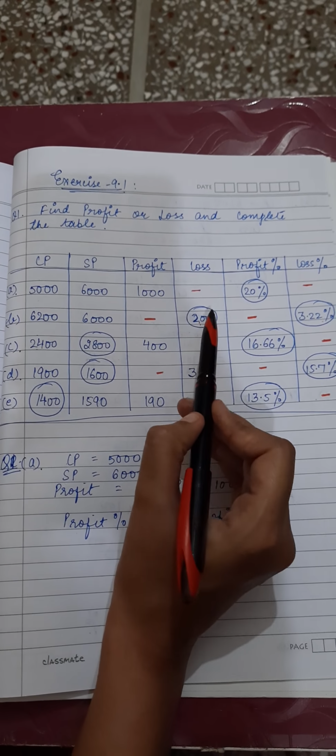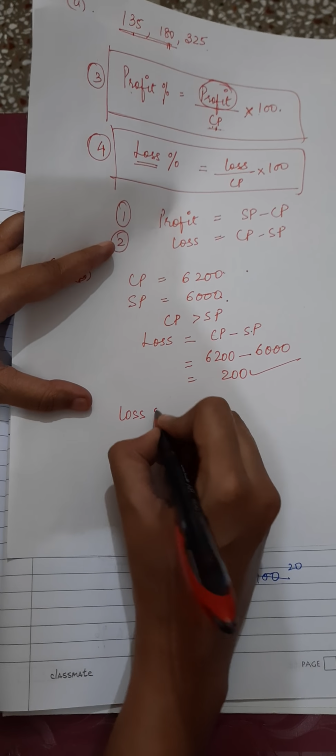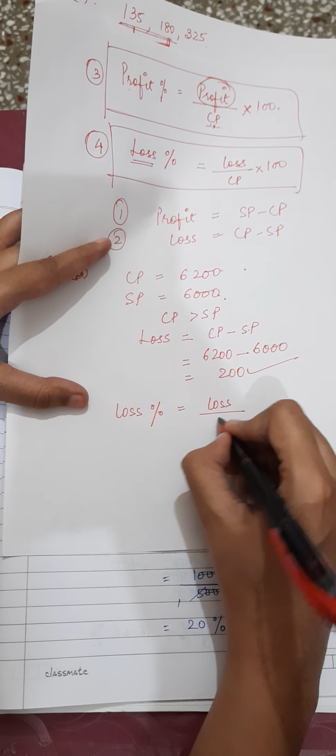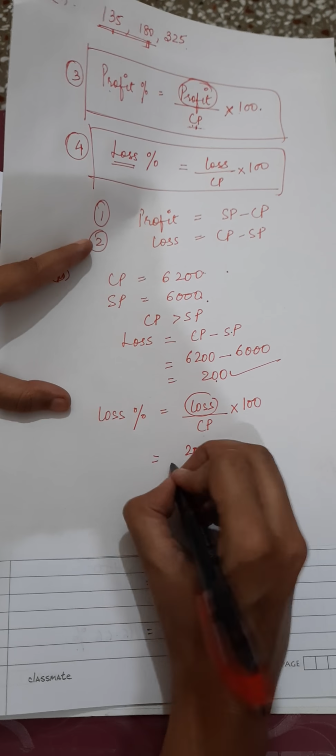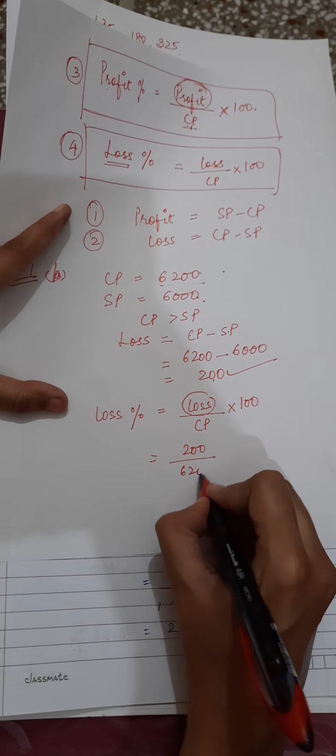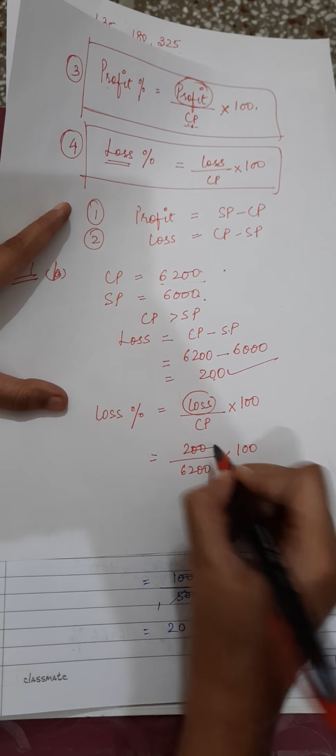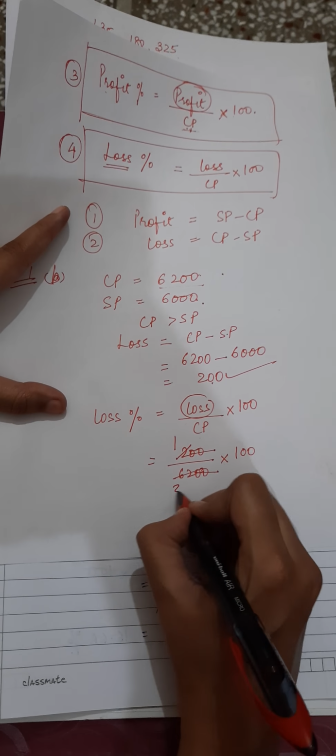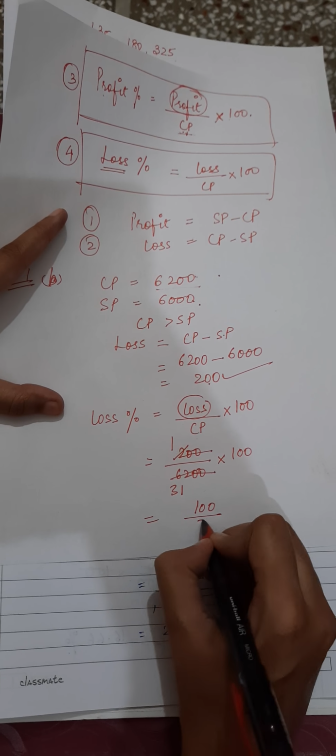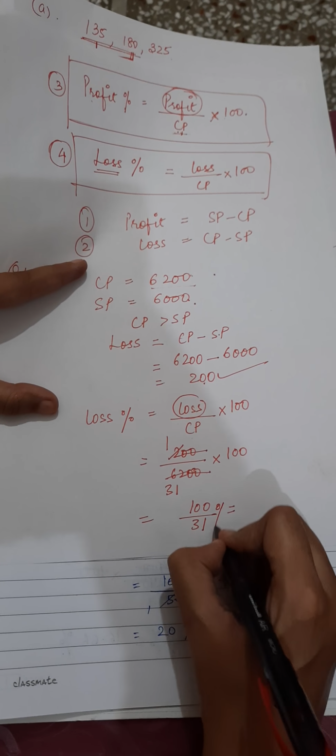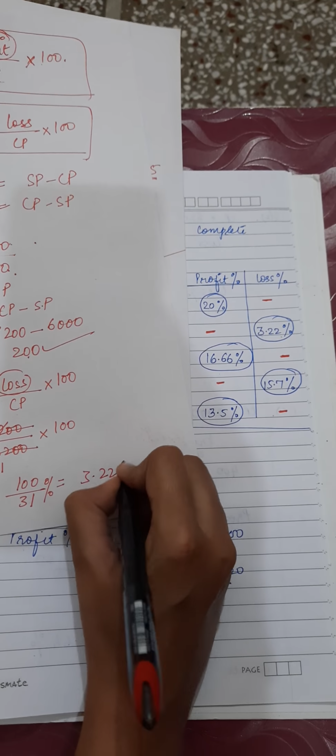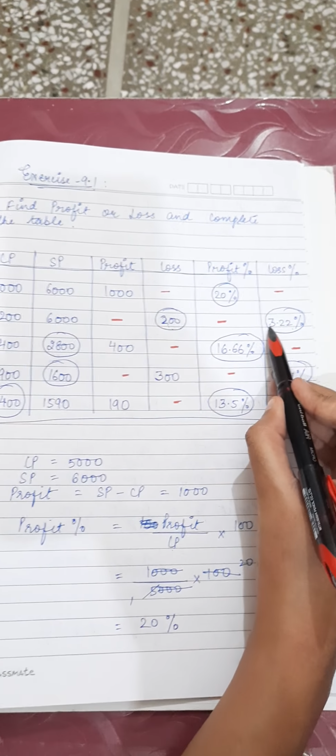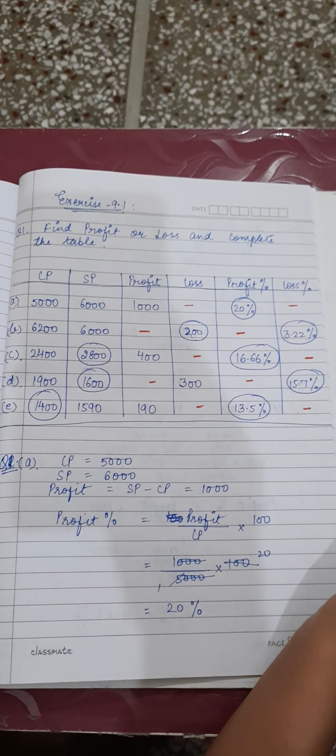Now since we have found the loss, we are going to find the loss percent. And the formula for loss percent is loss upon CP into 100. What is the value of loss? 200. What is CP in this question? 6200. Multiply by 100. 0 cancelled with 0. 2 ones are, and this will go on 31. So the answer will be 100 upon 31 percentage, and I have calculated it. This came out to be 3.22%. That means my loss was of 3.22 percentage. Okay, so you can see the solution here of B part.